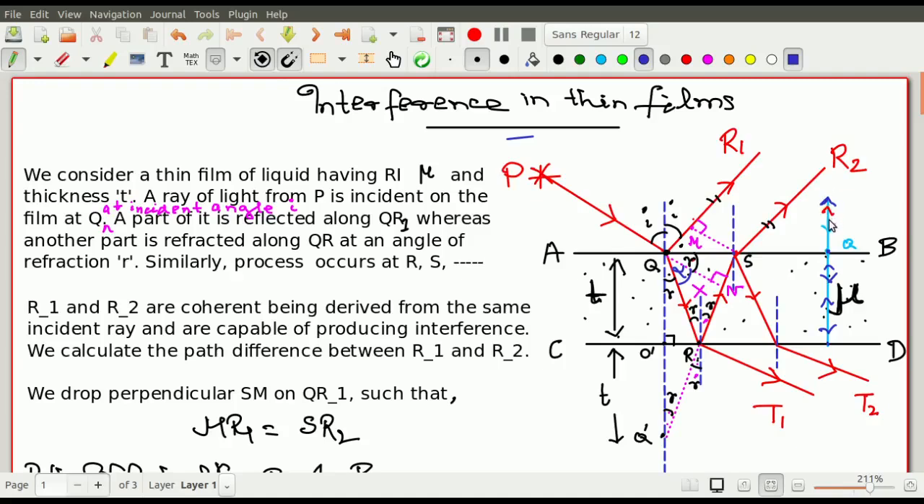So if I ask you what is the path difference between the two rays, then from Q, the red one goes over here, but what happens to the blue? This region is common to both of them. So what is the extra path difference? The extra path is traversed by the blue ray, not the red. And what is the amount of that extra path travelled by the blue ray?